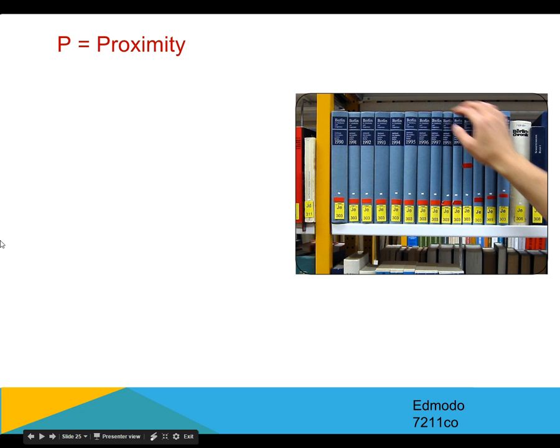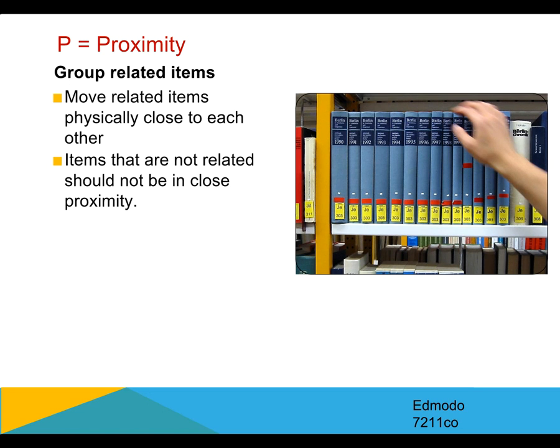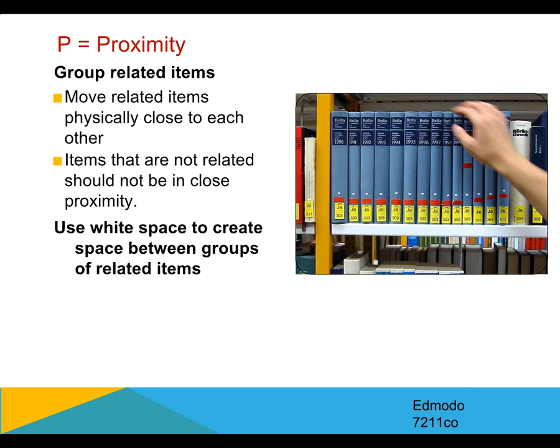Proximity is the final topic for CRAP. Proximity, again, is a bit harder to understand, but basically it just means that things that are related should be next to each other. On a web page, the most important way to show this is through the use of white space.